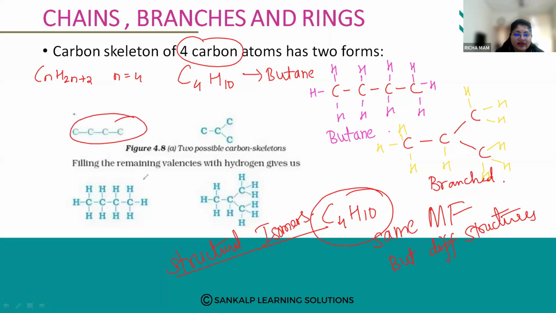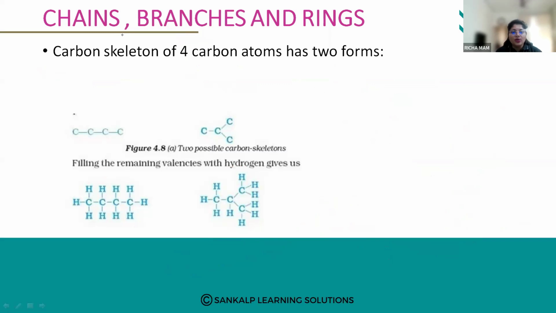So we have filled the valency of this skeleton, and after filling the valency we have got this. This is butane, and this is isobutane. So when you have the same formula but different structures, they are called structural isomers. Here you can see the carbon is arranged in the form of a straight chain. Here the carbon is arranged in the form of a branching.